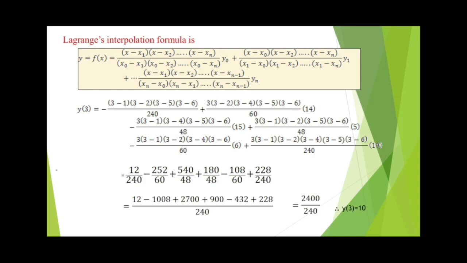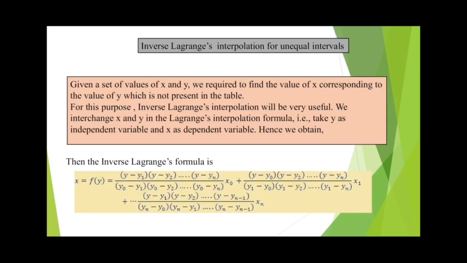After calculating each term individually, I simplify them. The simplified values are shown here as fractions. Since these fractions have different denominators, I convert them into a common denominator of 240, so that they can be added easily. After adding all the numerators, I get 2400. Finally, 2400 divided by 240 gives 10. So this example shows that by substituting the given values into Lagrange's interpolation formula and simplifying step by step, we obtain the required value, which is y of 3 equal to 10.